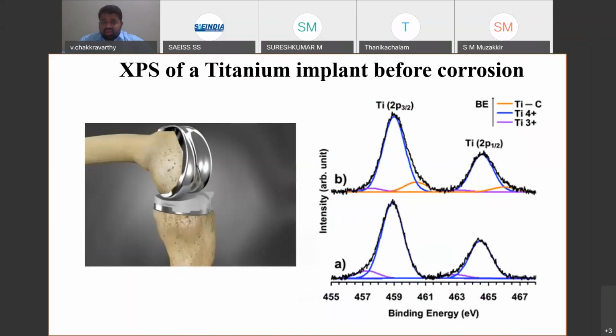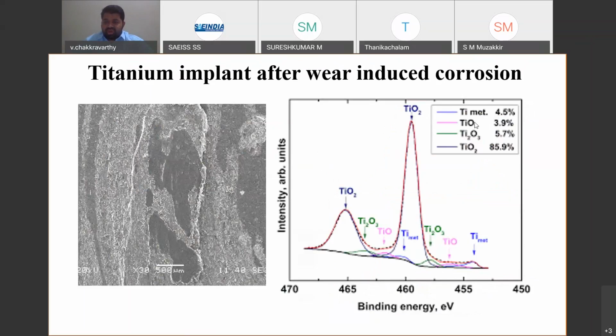Here I have shown a titanium implant as an example. Before corrosion, the pure titanium was not oxidized, but after corrosion, you can see that titanium was converted into a TiO2 passive film. It means your titanium got corroded and a TiO2 passive film was formed. Titanium oxide could exist as TiO, TiO2 or Ti2O3; it can exist in many forms, and exactly what form it is, you can observe through XPS spectroscopy. I have shown the corroded morphology on the left-hand side.